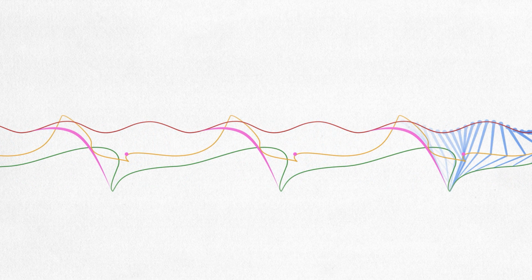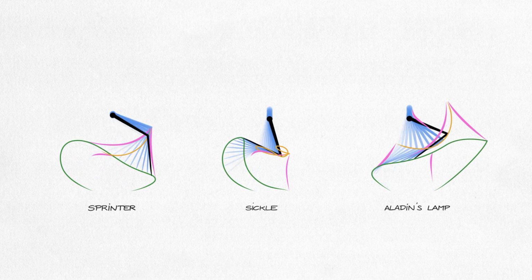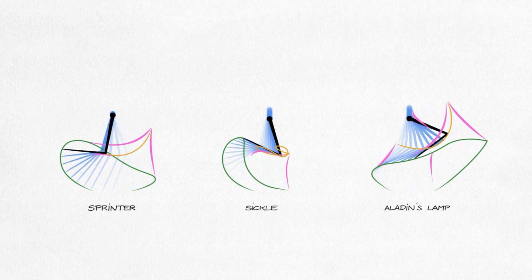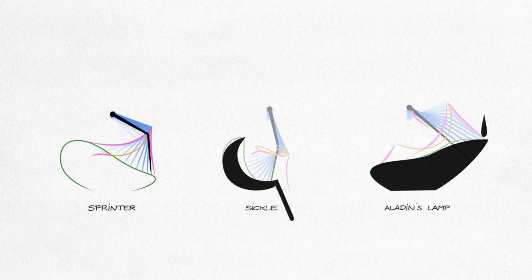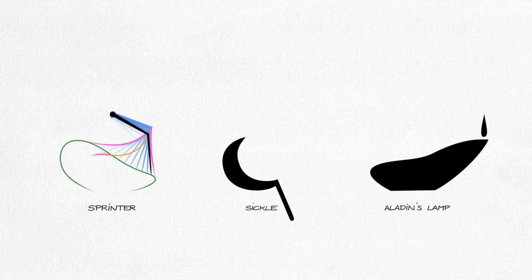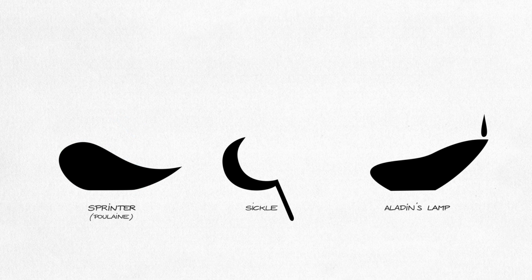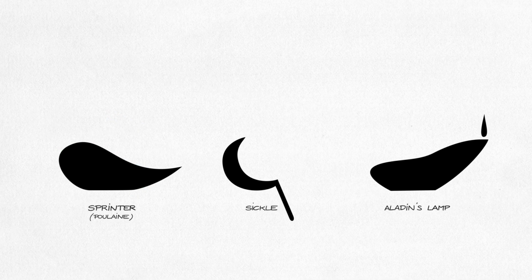Another is an Aladdin's lamp run. The names cycle and Aladdin's lamp are better understood with cycles in place. Note that the sprinter's swing path is called La Poulaine, a name taken from a medieval shoe that it resembles.